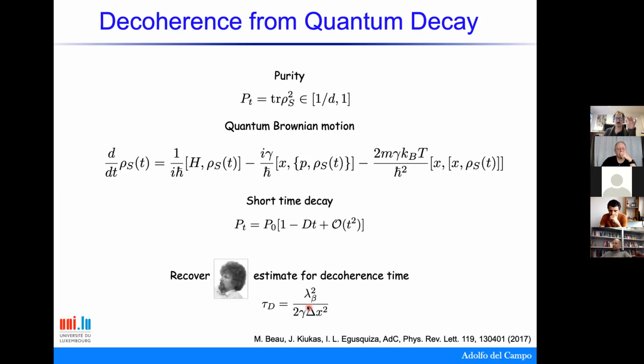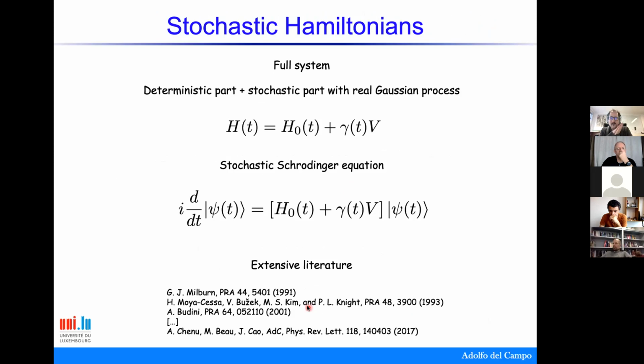What I want to do next is to introduce a relatively esoteric family of Lindbladians, the dephasing operators. To do that, I'm going to justify them using the theory of stochastic Hamiltonians, where I consider an isolated system described by a Hamiltonian H of t, which has some time-dependent part that is deterministic. But there is another operator, which I'm going to take as time-independent, that is coupled to a real Gaussian process, a fluctuating Gaussian process.